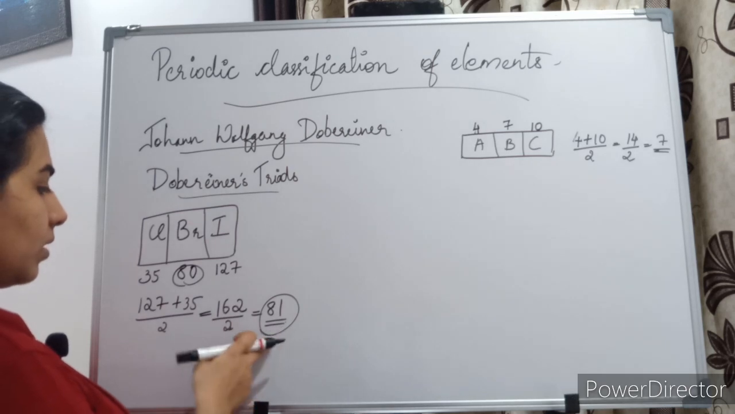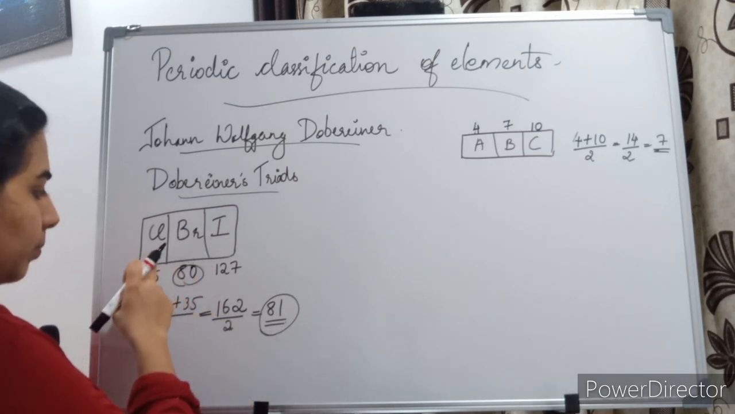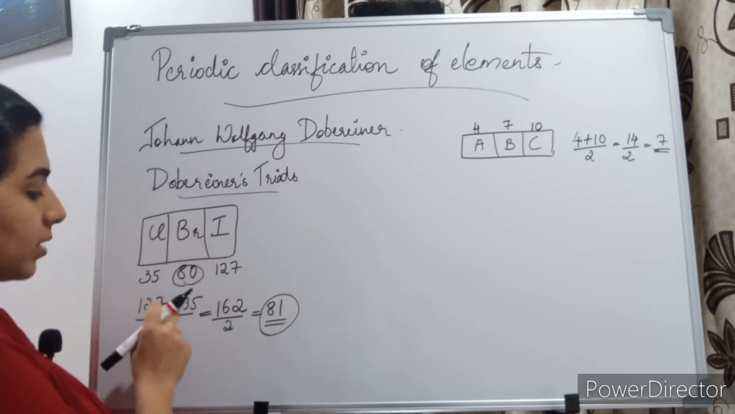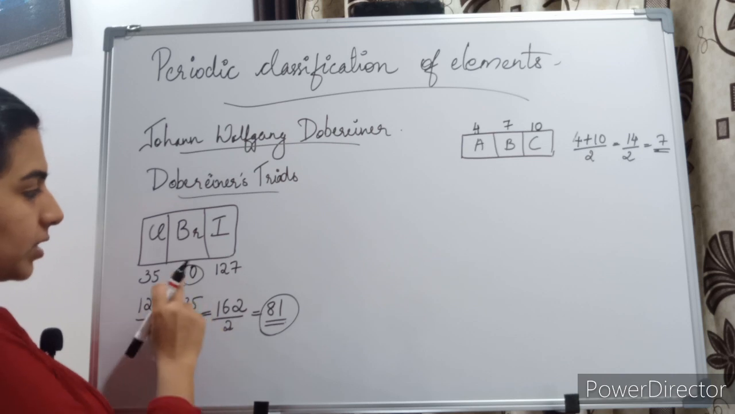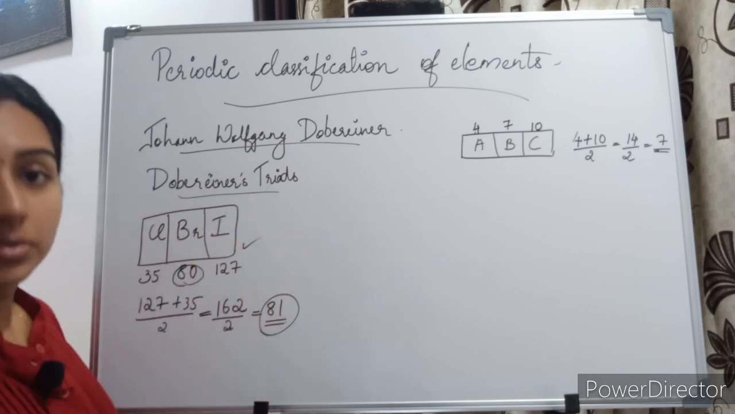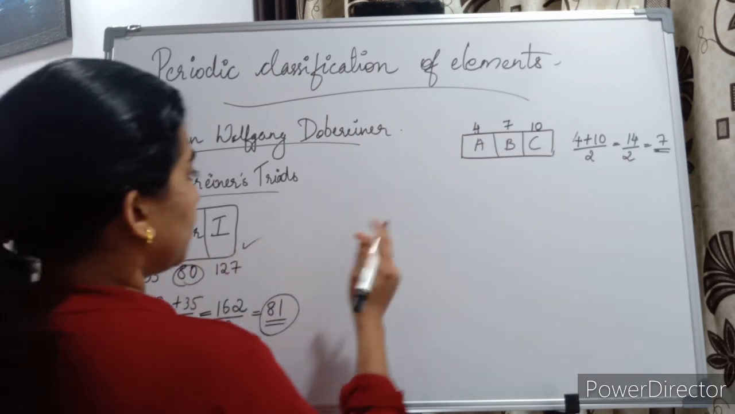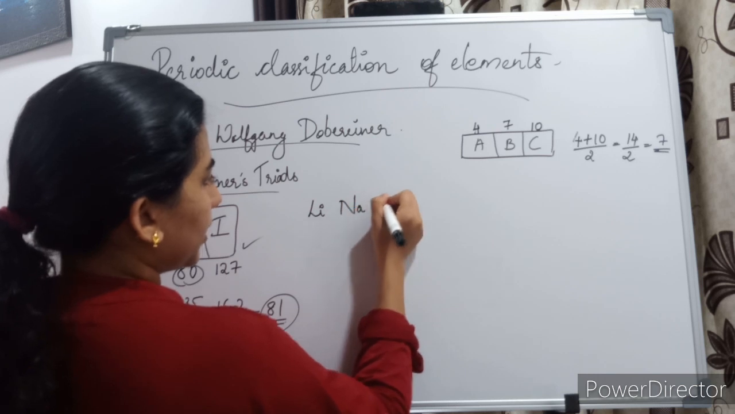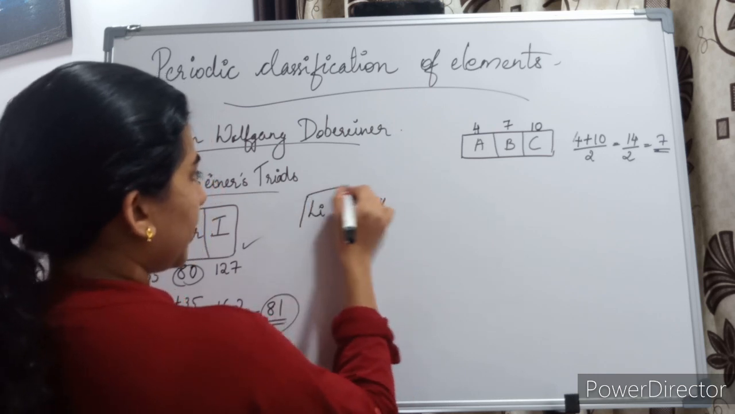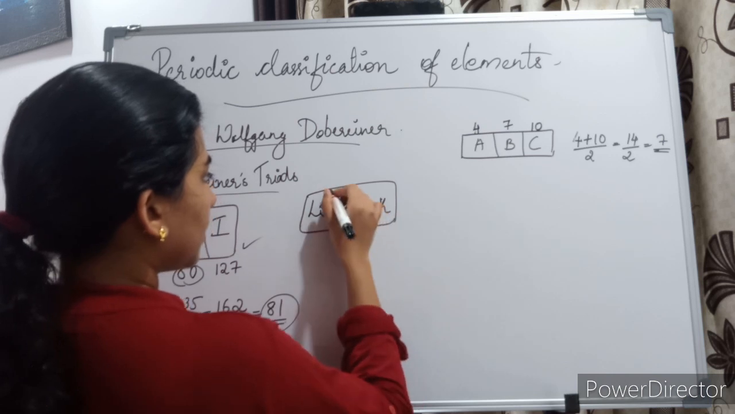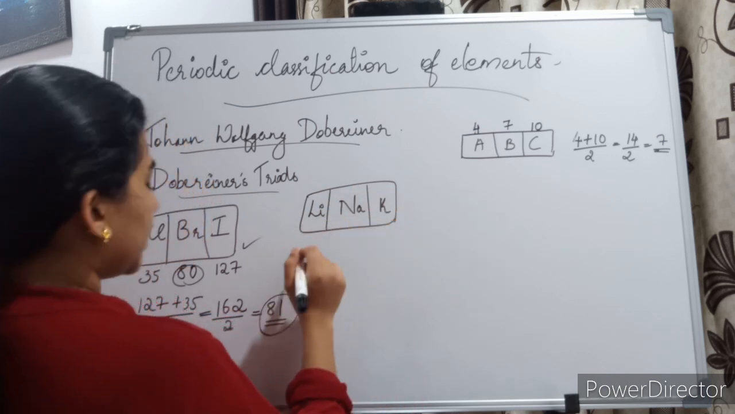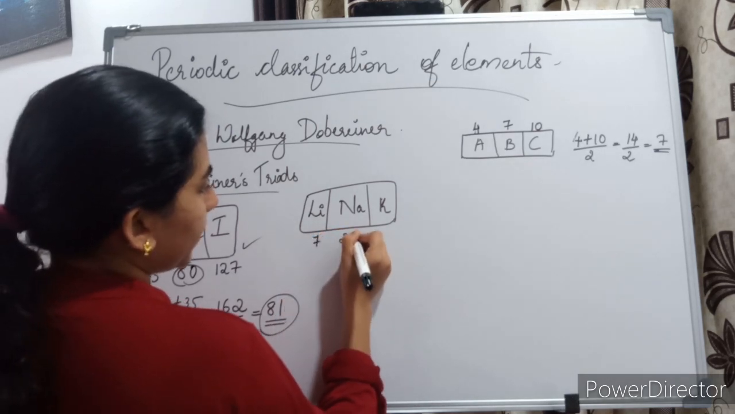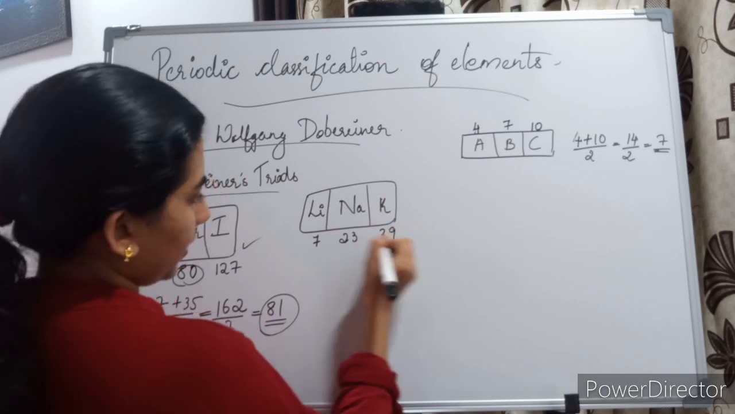So chlorine, bromine and iodine: chlorine has mass number 35 and iodine has mass number 127. The average of the mass numbers of both these gives the mass number of bromine. This forms a triad. Next, another example is lithium, sodium and potassium. These three form a triad and their mass numbers are 7, 23 and 39.